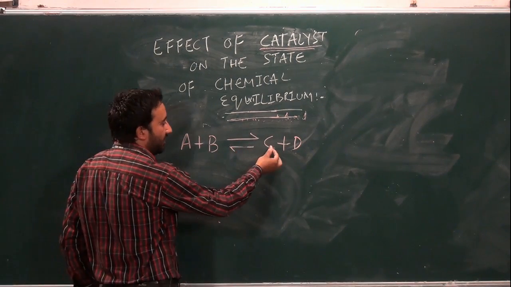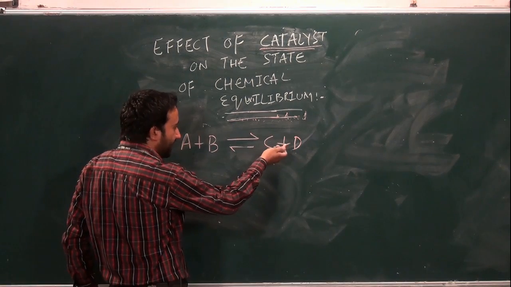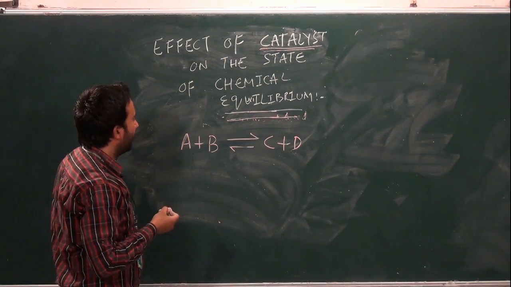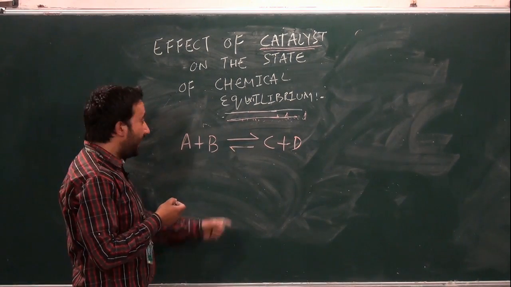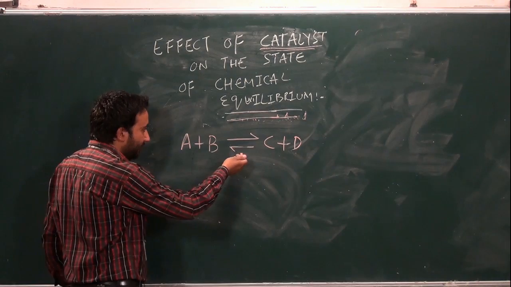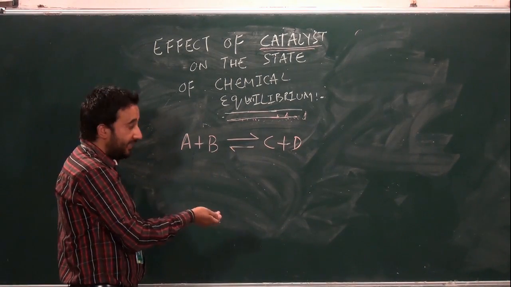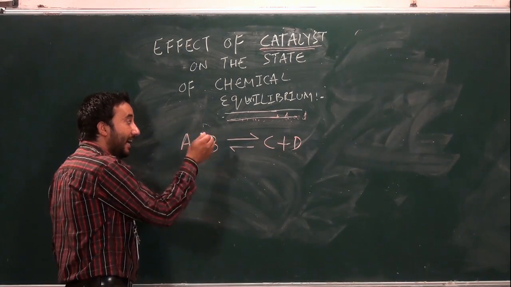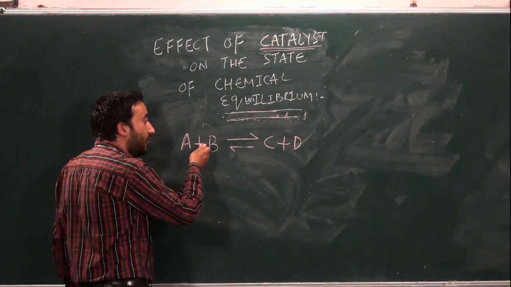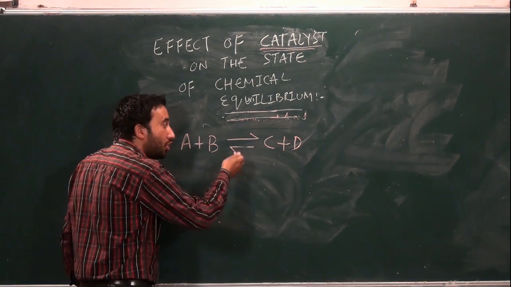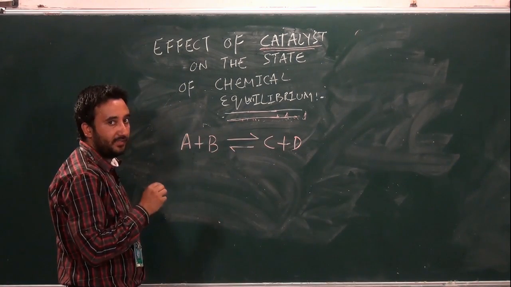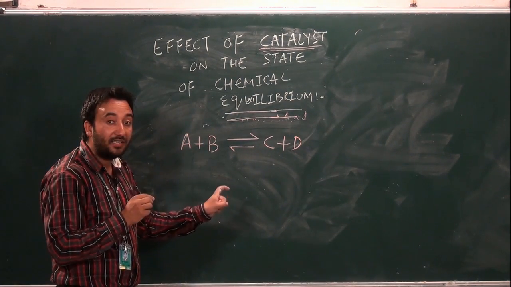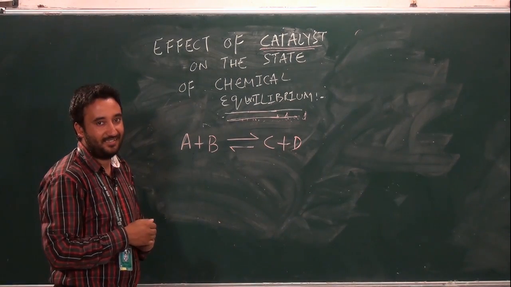When a small amount of C and D is formed, some of the molecules of C and D will react and form A and B again. Without catalyst, this reaction will proceed at some speed. But when we add catalyst, it will increase the rate of the forward reaction and also the rate of the backward reaction to the same extent. So the state of equilibrium will be achieved faster.